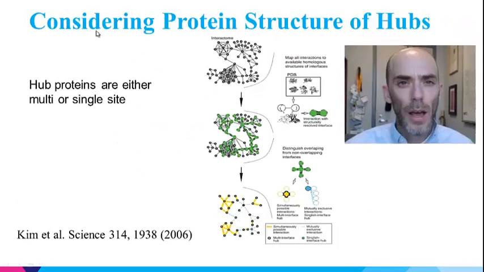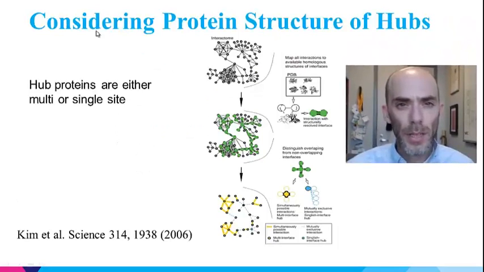Those are multifunctional proteins that are reused for various biological functions, and those are the date hubs. Another study that looked at the hub proteins in protein-protein interaction networks and further analyzed properties of those hubs was a study by Mark Gerstein's group from Yale. They identified that there are also two types of hubs, multi-site hubs and single-site hubs.